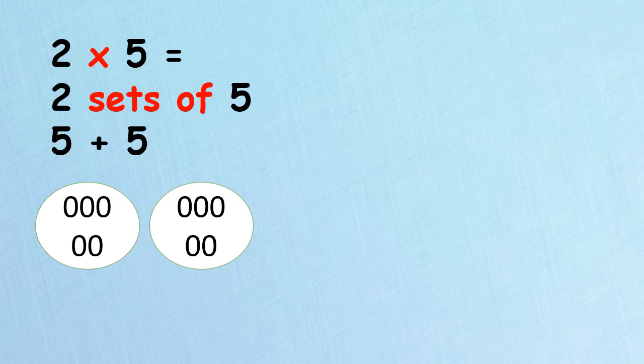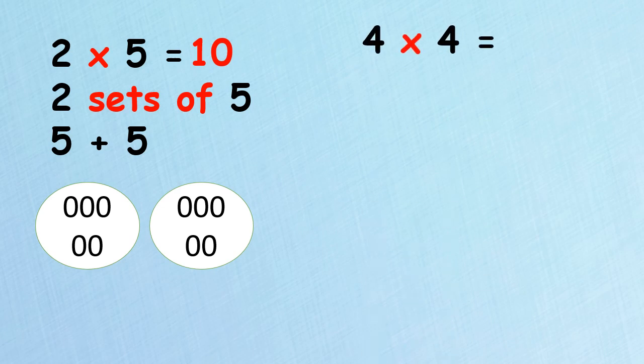So we have 1 set of 5, 2 sets of 5. And boys and girls, if you all have craft sticks at home, you could use your sticks or straws or buttons or bottle covers to actually make your sets. So you could make 2 sets of 5. And when you add it, you are going to get 10. So 2 multiplied by 5 means 2 sets of 5. So you make your 2 sets of 5 and you count it up and your answer is 10.